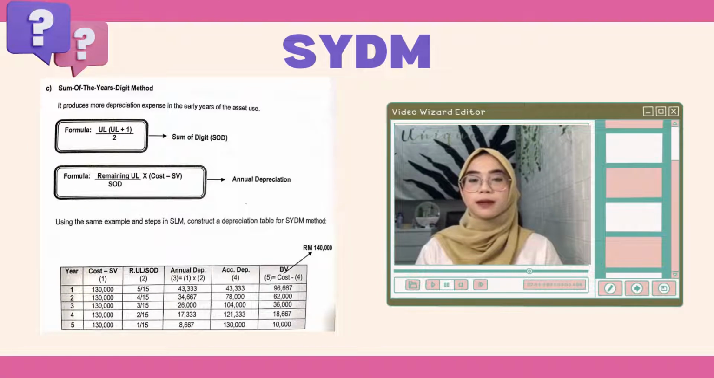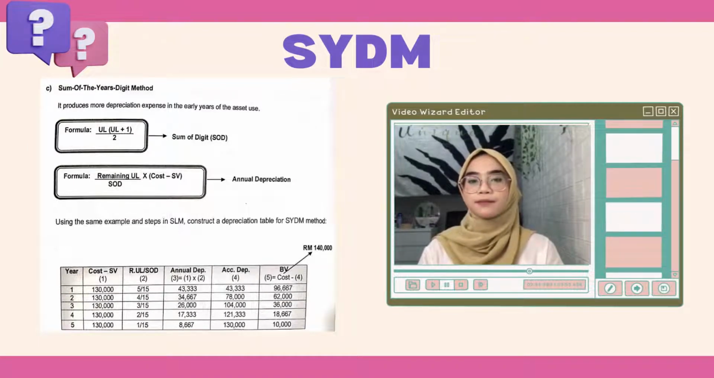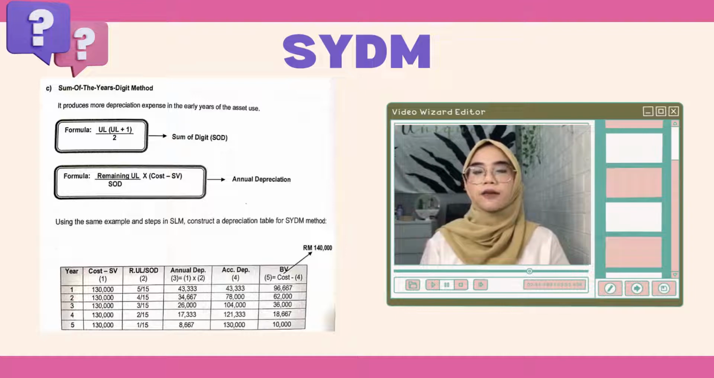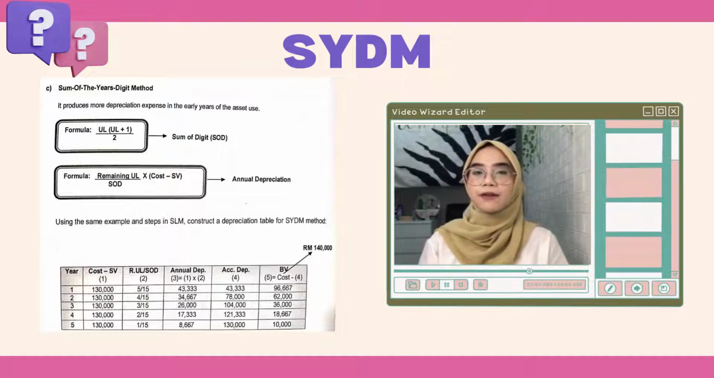Next, I will explain about the sum of the years digit method, or we call it SYDM. It produces more depreciation expense in the early years of the asset's use. The formula for the sum of digits, SOD, is useful life multiplied by useful life plus 1, divided by 2. For annual depreciation, the formula is remaining useful life divided by SOD, multiplied by cost minus salvage value.